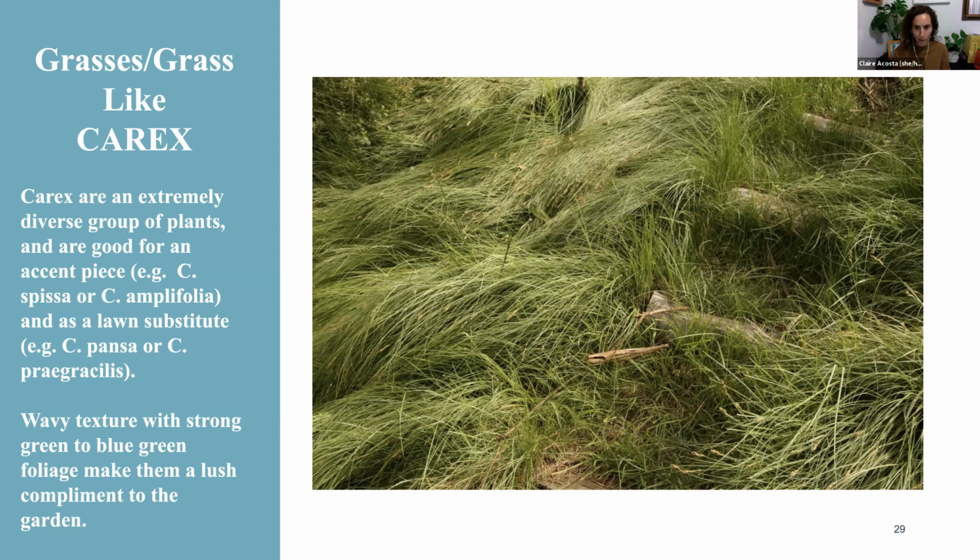There's a lot of different options. I believe this picture here is Carex pansa, but you can see this wavy texture, really beautiful. You can use them as an individual bunch grass, or even as a lawn substitute. Like Carex pansa, you can see this one on the right, you can plant several of them and it has more of a lawn look or a filled out space look.